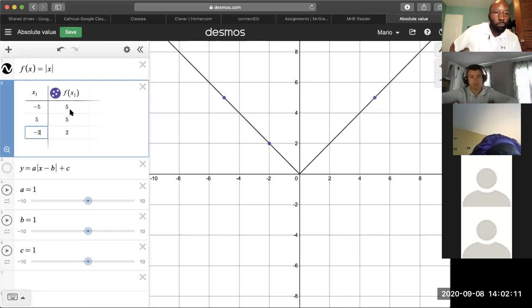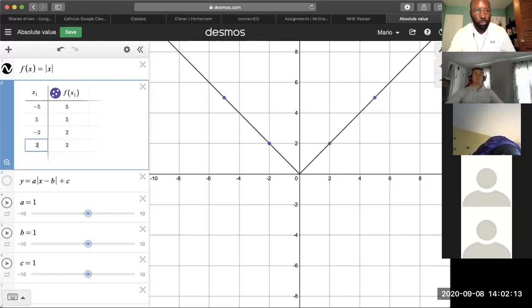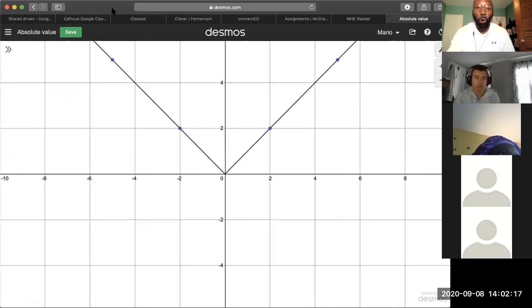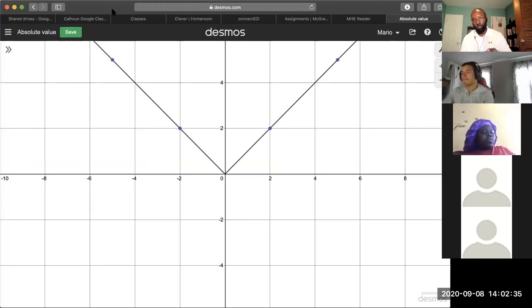And because absolute value is never going to be negative, it's always going to make a V shape. It could be a wide V. It could be a narrow V. It could be upside down. We could move it around, but it's going to be a V shape. There is no exception to that if it's absolute value.